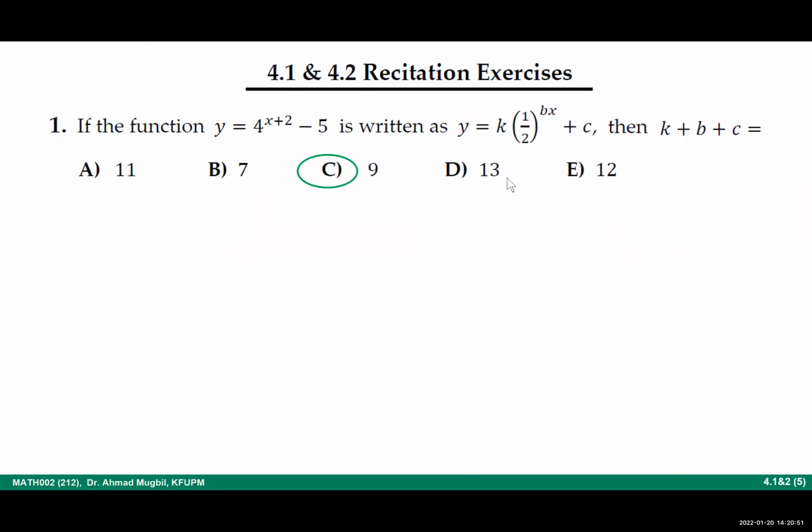So the answer is C, 9. So how did you solve it? 4 to the power x plus 2. So you worked on this one until it becomes like this, or you worked on this one until it becomes like this, or what did you do exactly? I worked from the given y equals 4 to the power x plus 2, until I reach y equals 5 to the power.